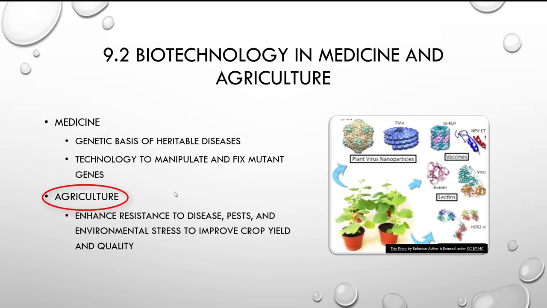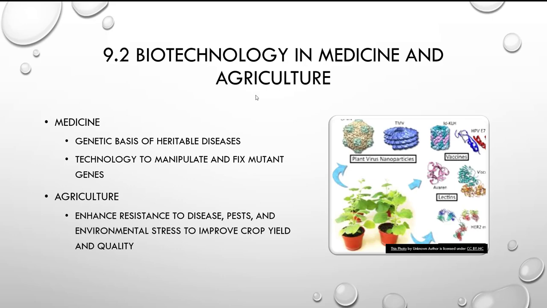Also in agriculture, we can enhance resistance to certain diseases in our plants. It can resist certain pests, like different insects, and even environmental stresses. And all of this will then improve crop yield, so that we can enhance the quality of our crops as well as the amount of the crop, and that will allow us to produce more food for our growing population in the same amount of space. Okay, so there's definitely good uses for this biotechnology, not only for the field of medicine, but the field of agriculture.